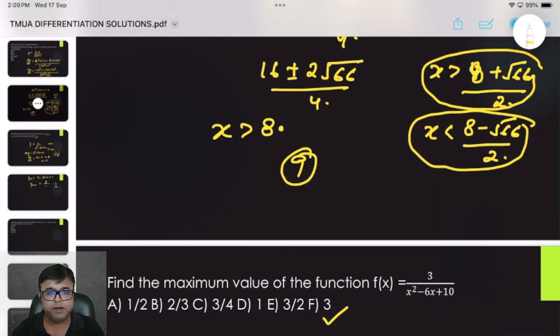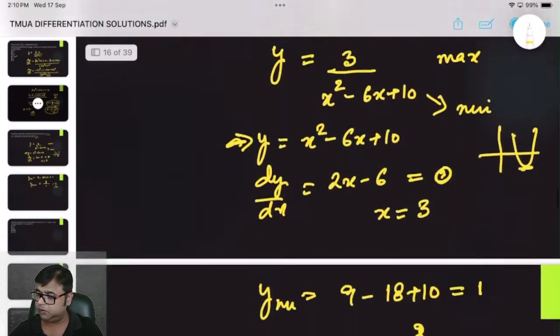So just find the first derivative and put it equal to 0. Whatever value of x I get will be the point of maxima or minima. Since the second derivative is positive, this will be a point of minima. On putting this value in the expression x square minus 6x plus 10, I'll get the minimum value, which in this case will be 1. So the maximum value of the original function becomes 3 by 1, which is 3. Right. Let's move on to the next.